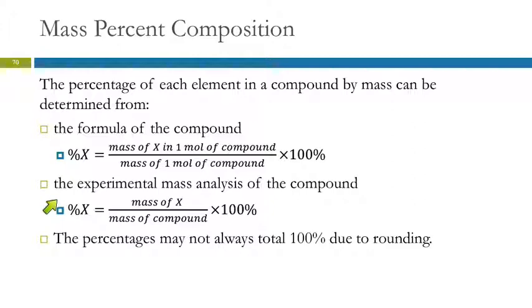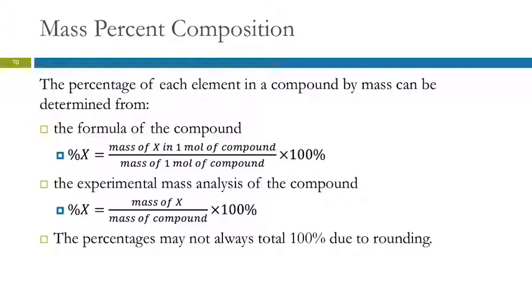If you have experimental data, you're going to have masses. You're going to have a mass of element X. You might have a mass of the other elements, or a mass of the compound overall. You're going to take the mass of X divided by the mass of the compound. If you don't have a mass of compound, then you have to take all the parts and add them together.